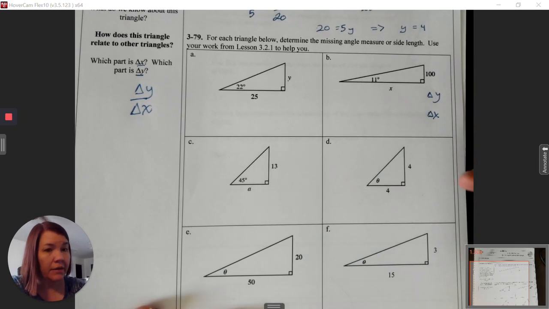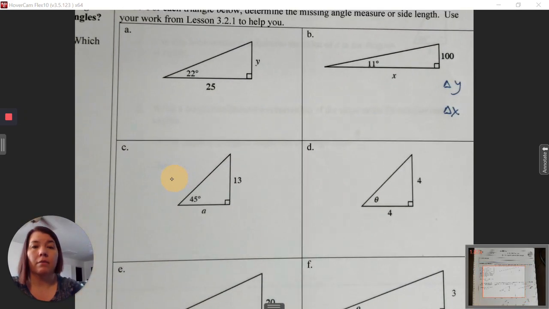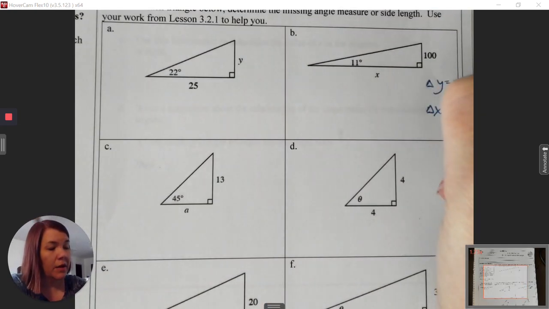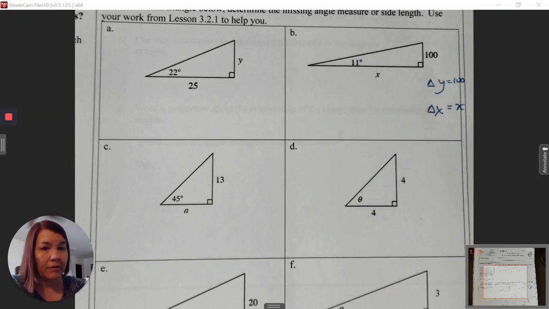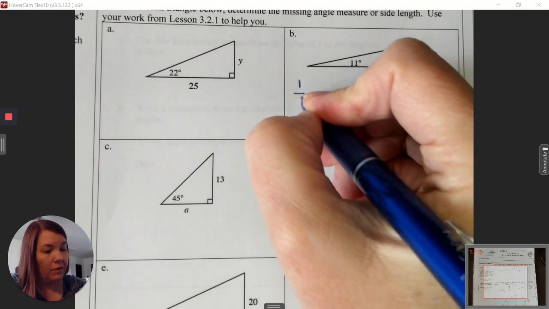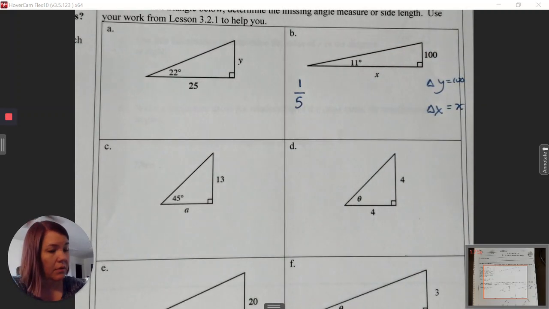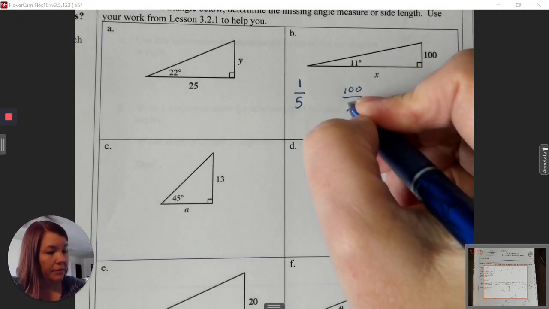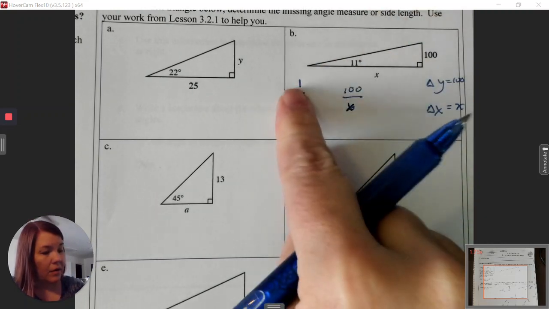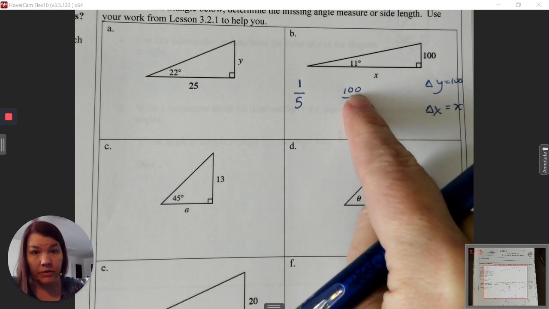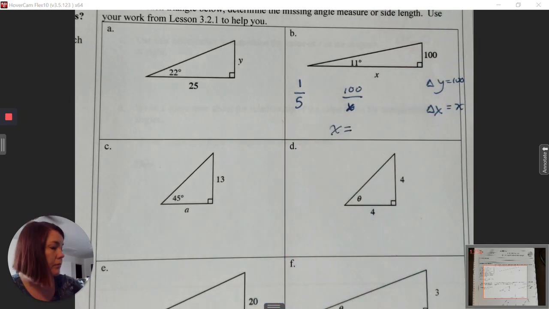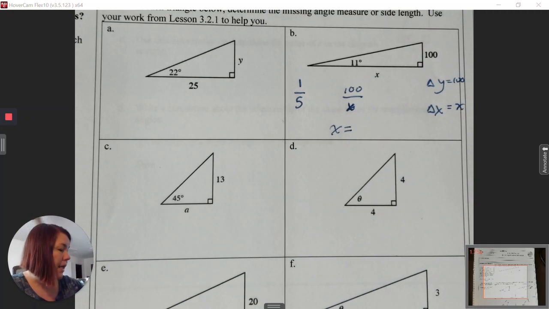So delta y, kind of focus in on the equations. Delta y is 100, delta x is what I don't know, and my angle is 11. Since it's 11, I've got 1/5 as my ratio. And so delta y goes on top, and delta x goes on the bottom. I multiplied 1 by 100 to get 100, so the denominator needs to be what? Go ahead and answer that question.